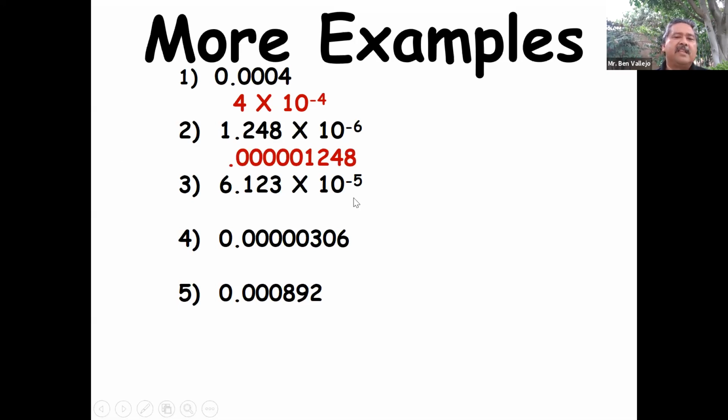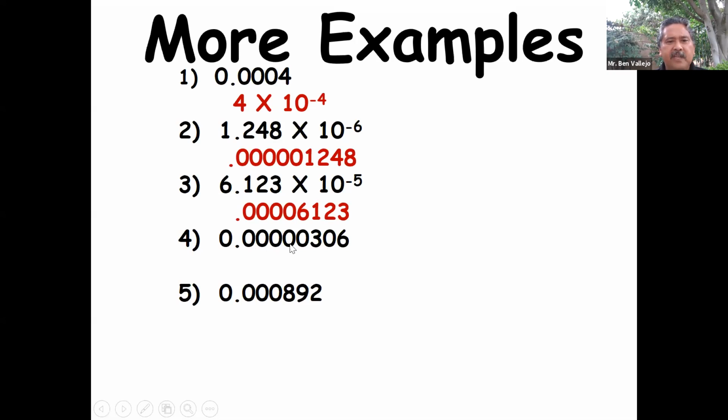Similarly, this is going to be a small number because it's negative. But I'm only going to move the decimal over 5 times instead of 6, because there's already a 6 there. So if I move the decimal over 5 times, then I'm going to have 4 zeros. So it's going to be 0.0006123.